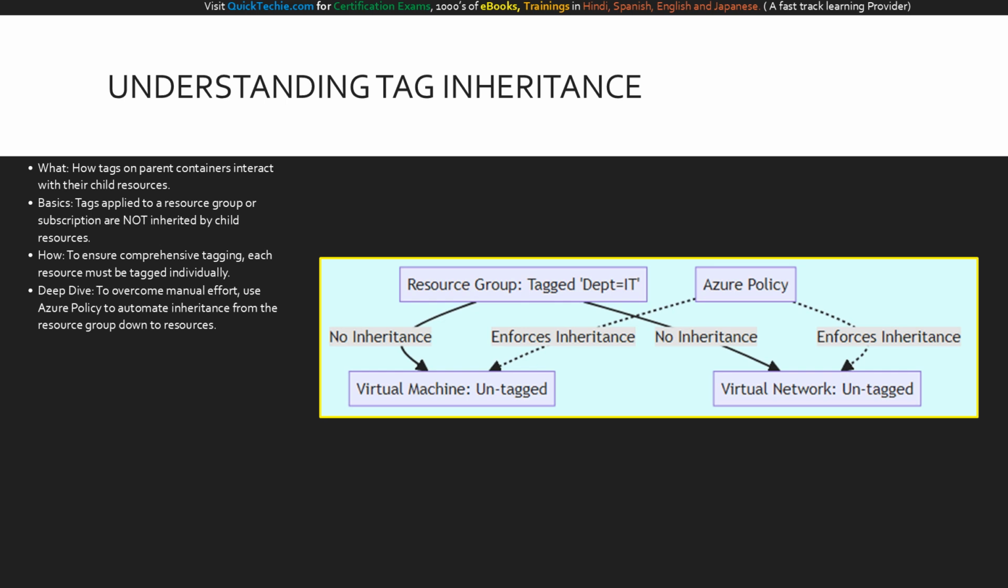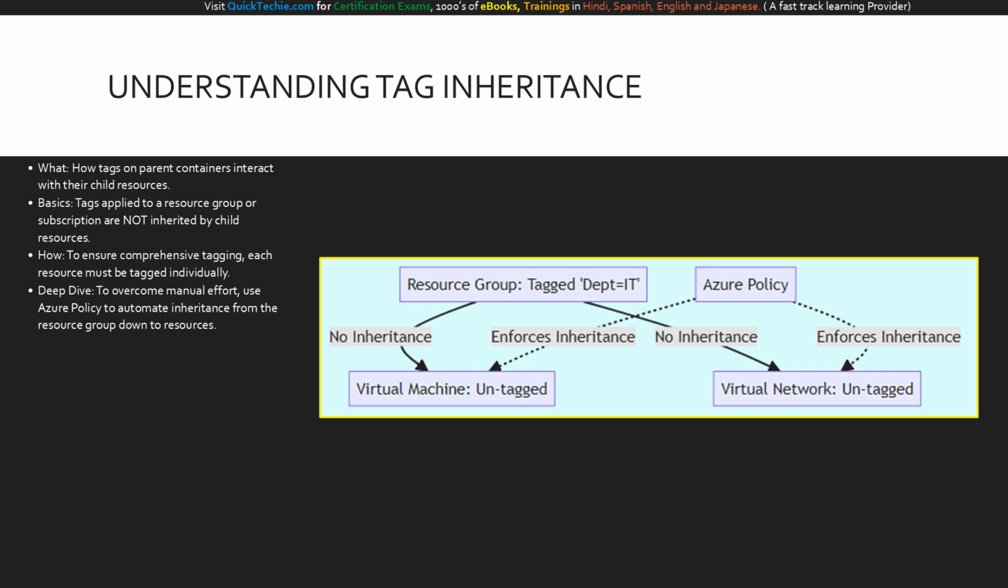So, how do you handle scenarios where you want every resource in a group to share a tag? You must tag each resource individually. But manually tagging every disk and network interface is tedious. For our deep dive, the automated solution is Azure Policy. You can use a built-in policy named Inherit a Tag from the resource group if missing to automate this process entirely.